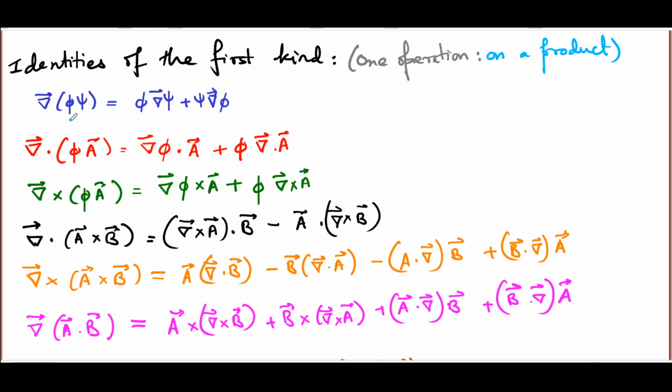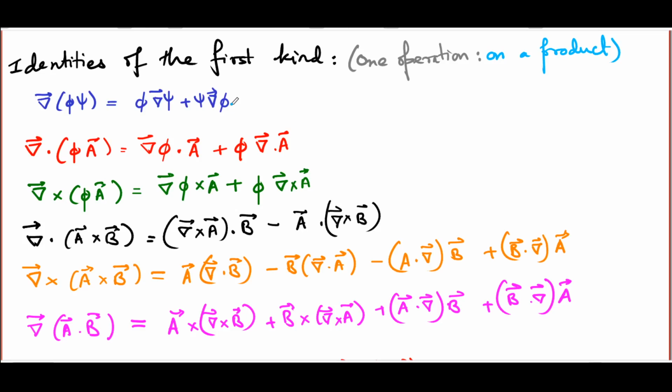If what you have are two scalars, their product will give you a scalar, and the only one of the holy trinity that will act on that is a gradient. So that gave us our very first identity. Grad of phi psi is phi grad psi plus psi grad phi.